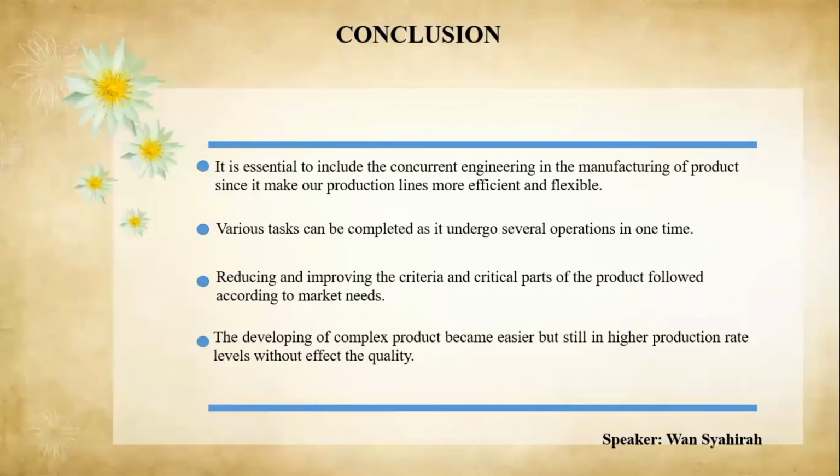Conclusion. It is essential to include concurrent engineering in the manufacturing of products, since it makes our production line more efficient and flexible. Various tests can be undergone and completed during this operation because it runs the operations at one time. Reducing and improving the criteria and critical parts of the product follows the market needs. Developing complex products becomes easier, while still at higher production rate levels without affecting the quality.